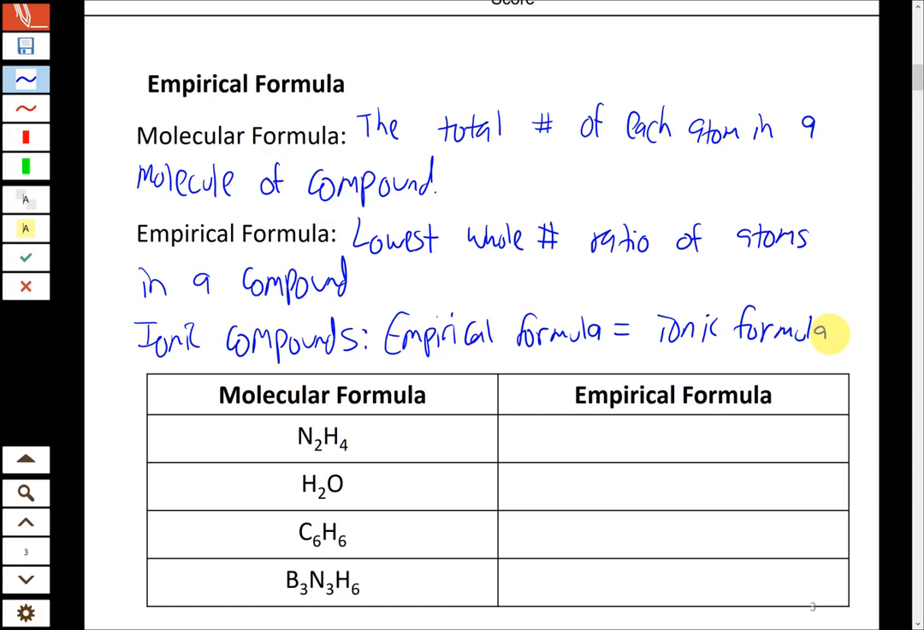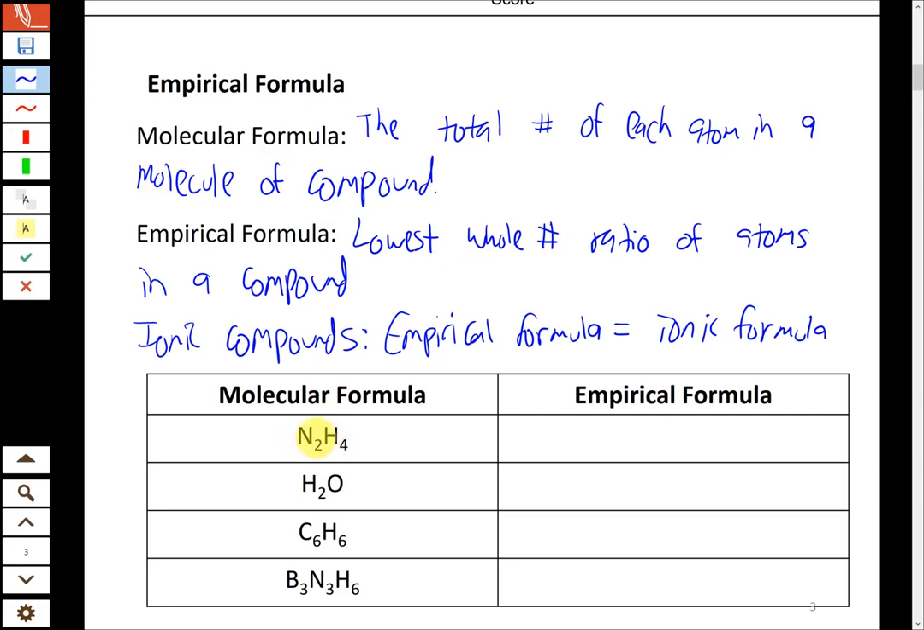If you have polyatomic ions involved, that may or may not be the case, but in general it's going to be true for ionic compounds that your empirical formula is just the formula of the compound. But for covalent compounds, very often the molecular formula is not the same as the empirical formula. So here are some examples of the relationships between molecular formula and empirical formula.